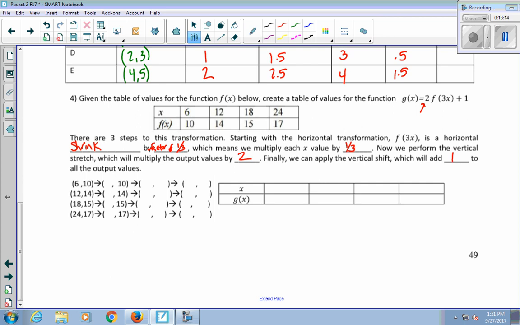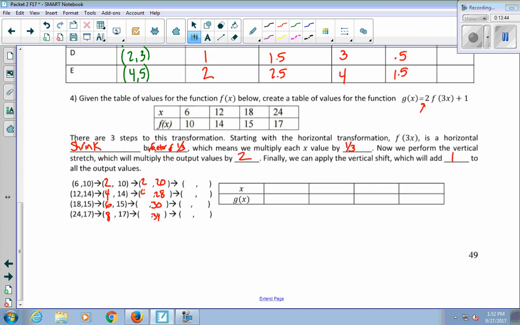So here are my 3 steps. First, I'm going to take 1/3 of my x coordinates. 1/3 of 6 is 2. 1/3 of 12 is 4. 1/3 of 18 is 6. And 1/3 of 24 is 8. Then I said next we were going to double the outputs, double the y's. So 10 becomes 20, 14, 28, 15, 30, and 17, 34.